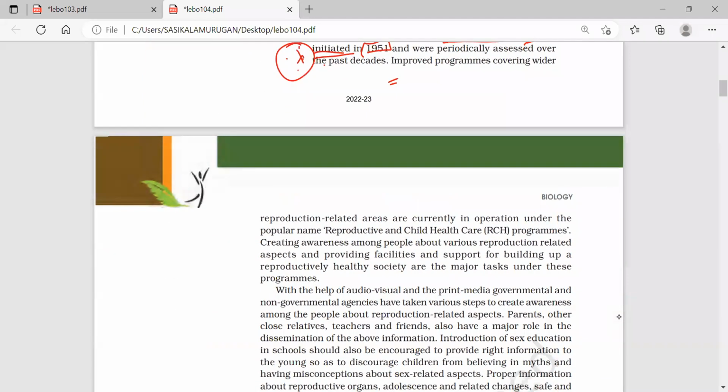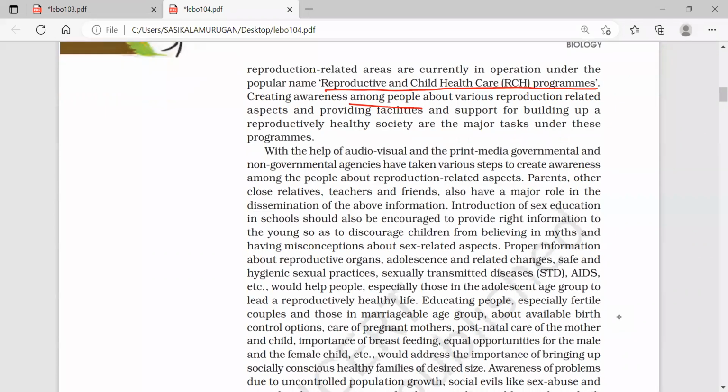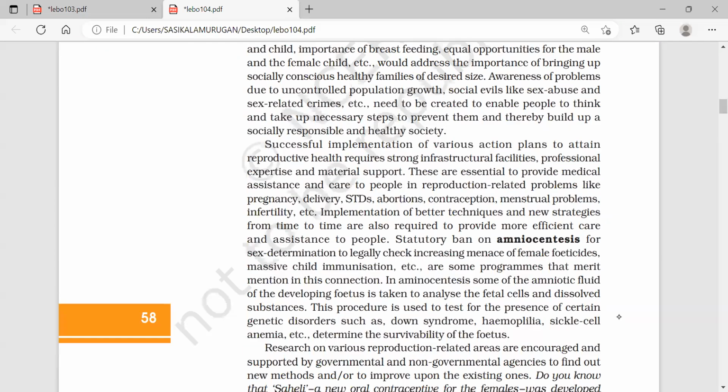Now the next important program is called the Reproductive and Child Health Care program, and it is a program for creating awareness among the people about various reproductive related aspects and providing facilities. Under these two, many awareness programs are conducted by many government institutions and even non-governmental agencies. So many slogans were also introduced in India by various sources.